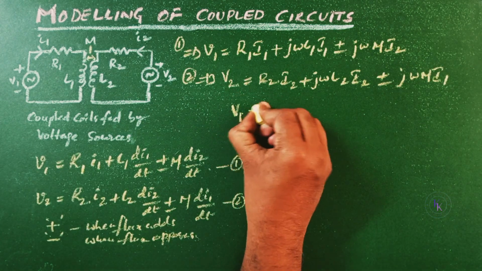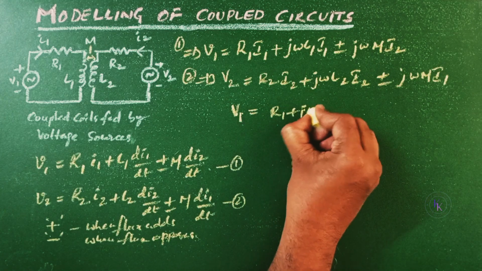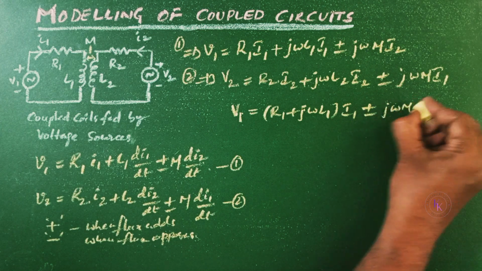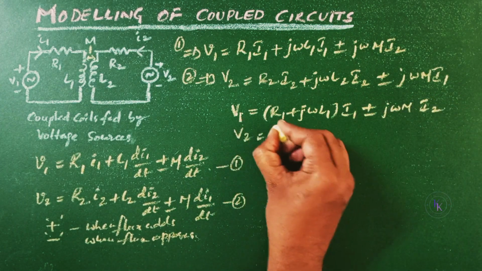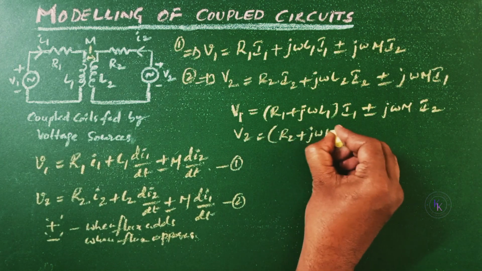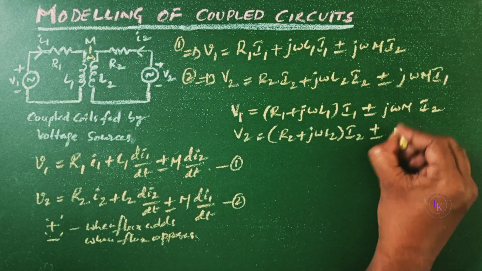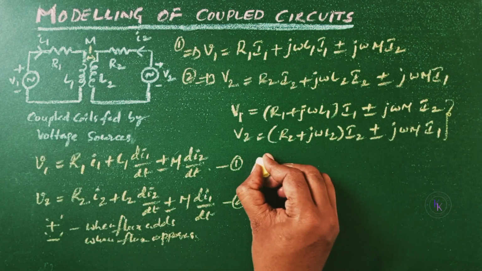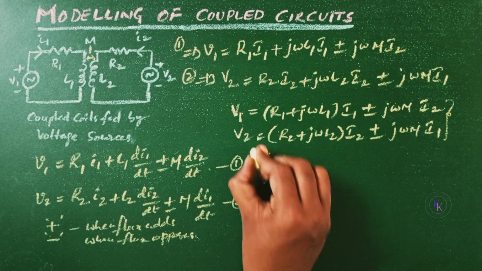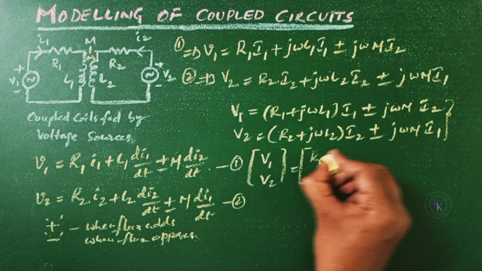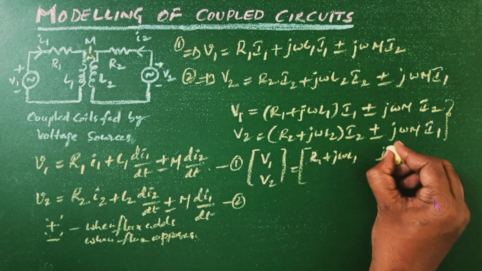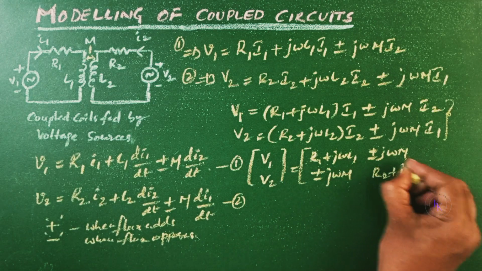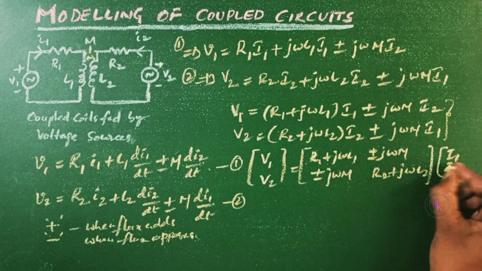Then V1 equals (R1 plus j omega L1) of I1 plus or minus j omega M of I2. V2 equals (R2 plus j omega L2) of I2 plus or minus j omega M I1. Write these two equations in matrix form, then you'll get [V1 V2] equals [R1 plus j omega L1, plus or minus j omega M; plus or minus j omega M, R2 plus j omega L2] times [I1 I2].